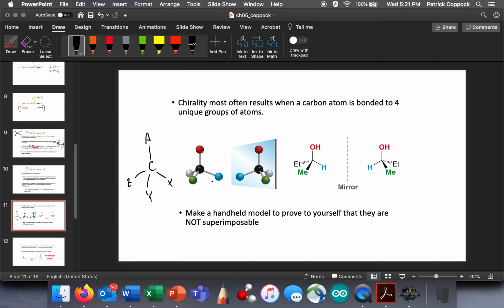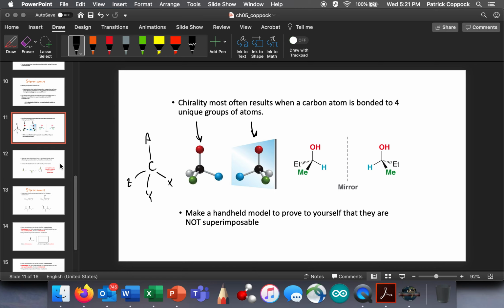Now, how do we know? Well, build one. You need to build one now. Okay, you build one, then you build another one that looks like this one. Then take this guy and turn it around and see if you can superimpose it. And you'll find that you cannot superimpose that. They are not the same molecule. Okay? So do that with a handheld model. Prove it to yourself. And you're going to have to do it a few times, I think, before your eyes get really used to it. I have been doing this, obviously, for decades. And now, whenever I see a carbon with 4 unique things coming off of it, immediately I know it's chiral.